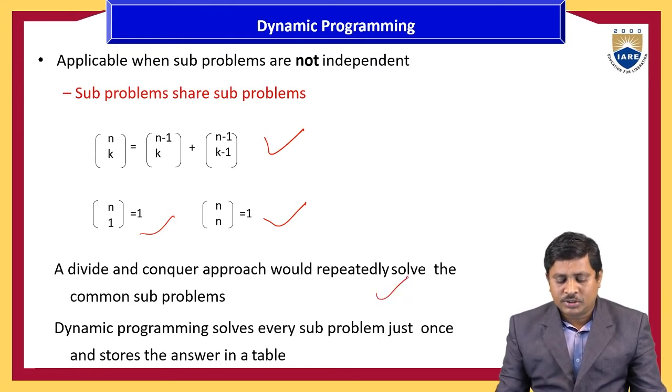Divide and conquer approach would repeatedly solve the common subproblems. Dynamic programming solves every subproblem just once and stores the answer in a table. So in divide and conquer we repeatedly solve the subproblem, whereas in dynamic programming every subproblem is solved just once and the answer is recorded in a table.